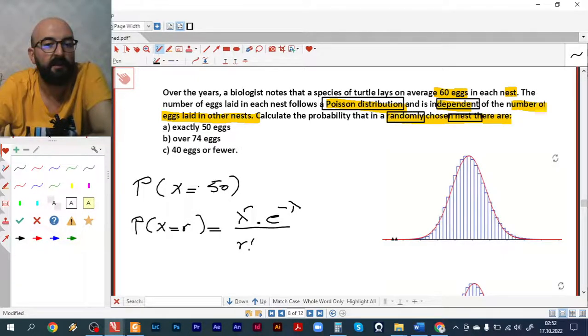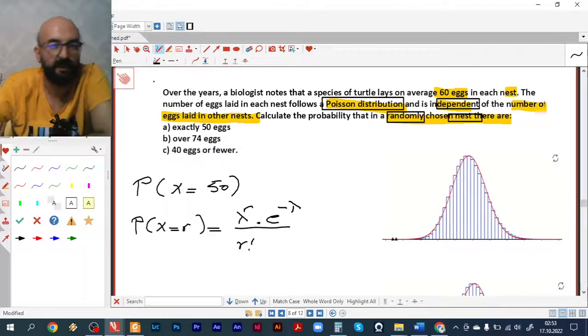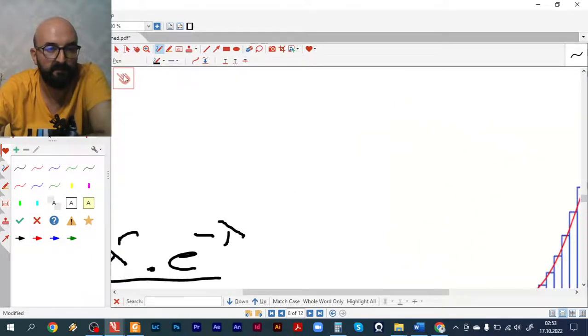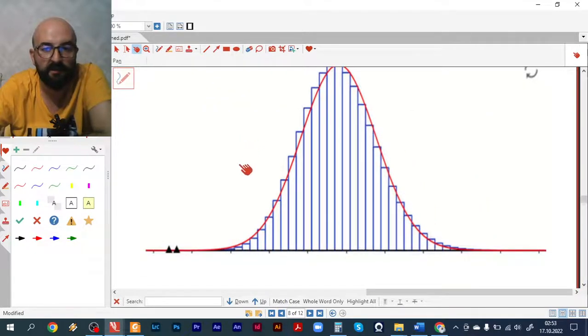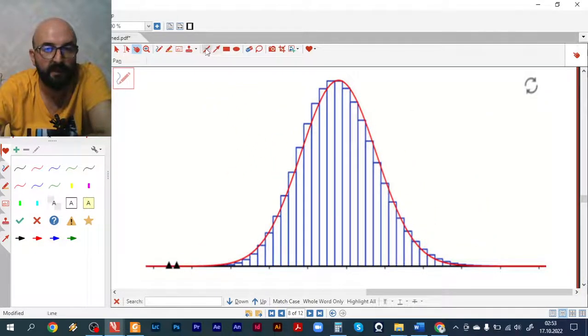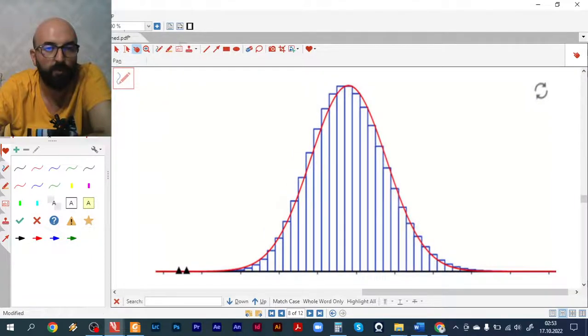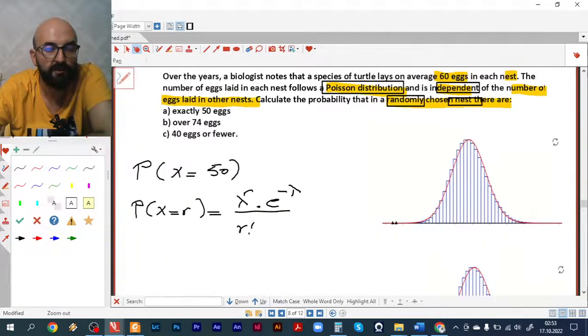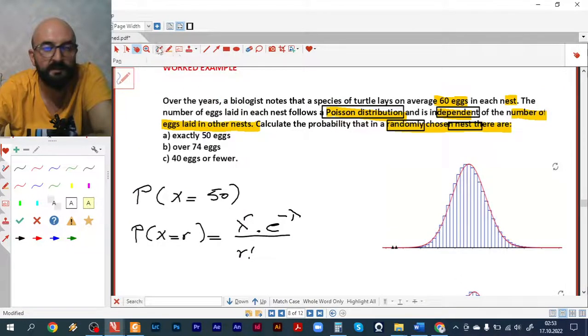But in this section, we figure it out by using the normal distribution. Exactly 50 values means, on the graph, but beforehand we should determine what lambda is and the probability of the r value.